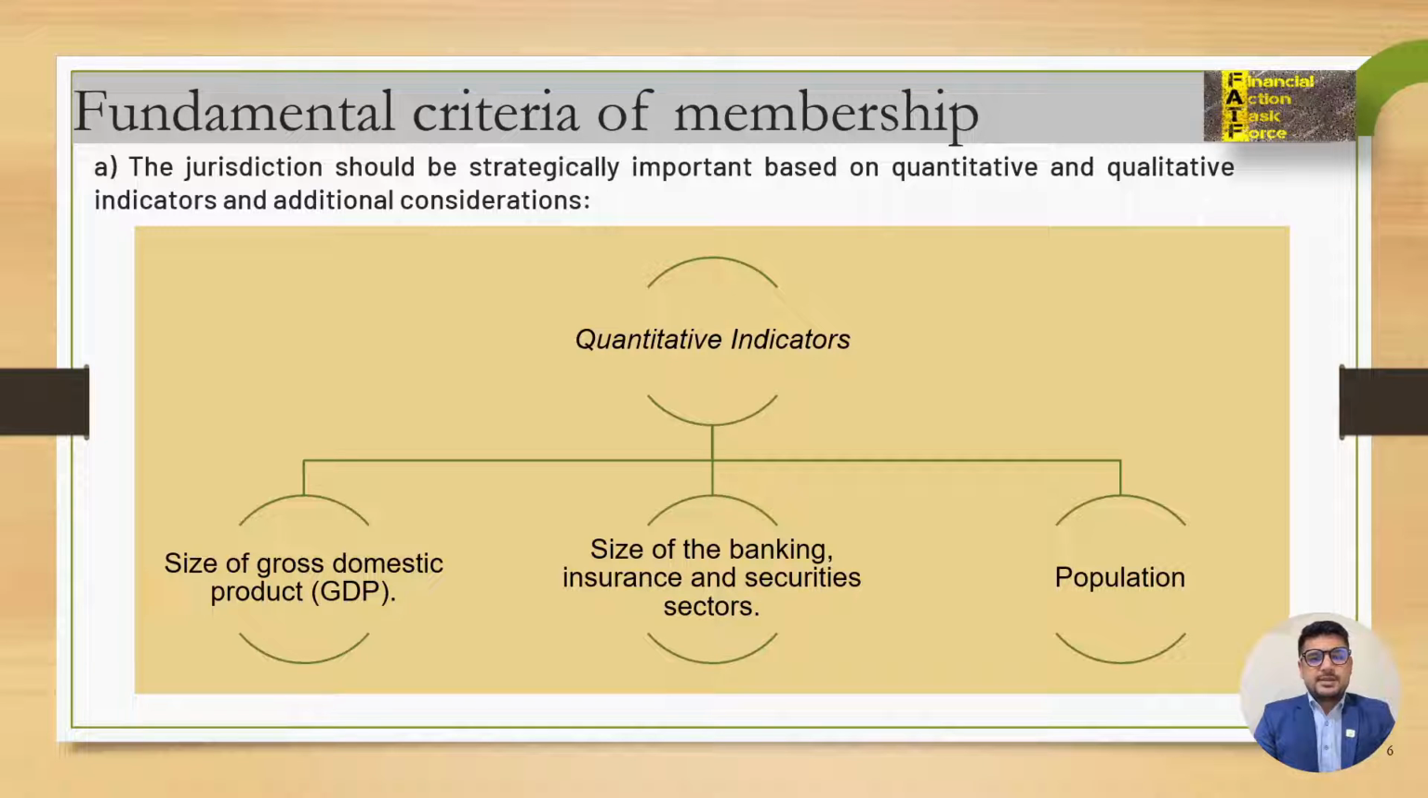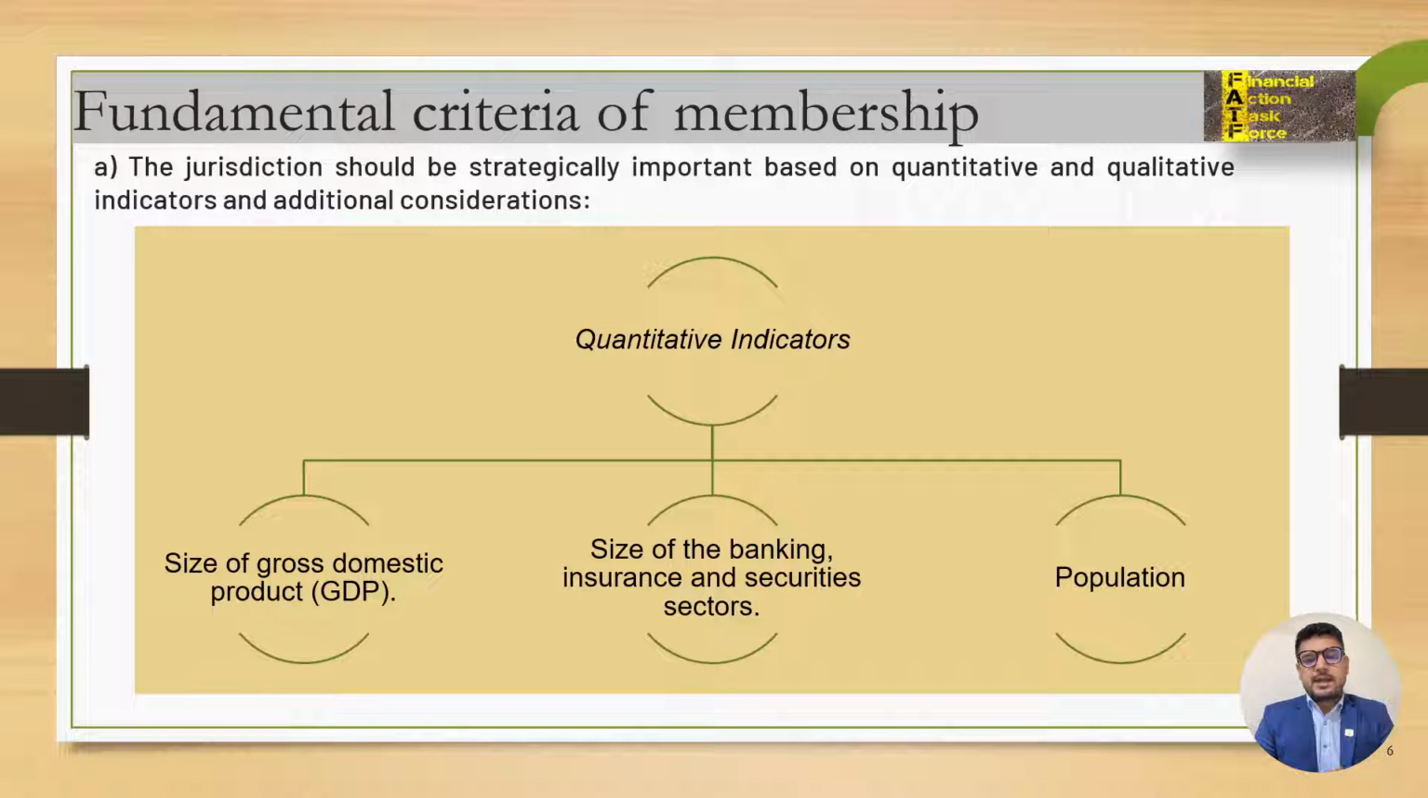The jurisdictions should be strategically important based on quantitative and qualitative indicators and additional considerations. What are the quantitative indicators? There is the size of the gross product, GDP. What is the size of that jurisdiction's GDP, how does it increase, what are the effects on this GDP, and how can it affect the jurisdiction?